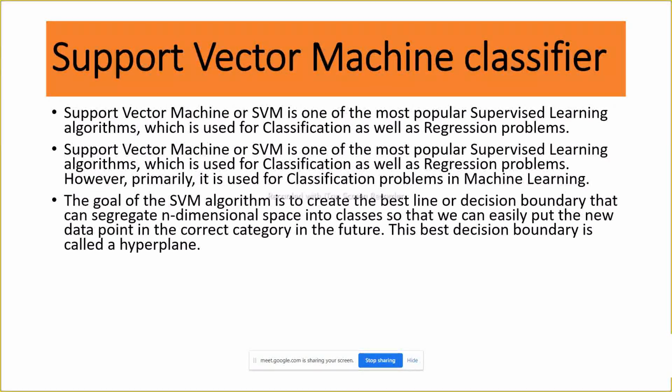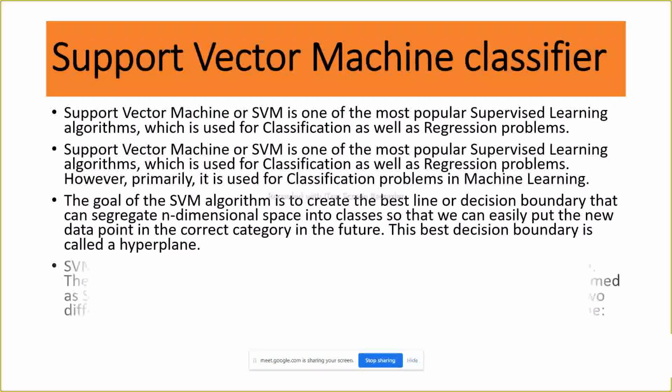This support vector machine has a goal. This goal is that it creates a line, and this line is called the decision boundary. It creates a decision boundary that can segregate an n-dimensional space into classes so that we can easily put a new data point in the correct category in the future. The best boundary is called the hyperplane.